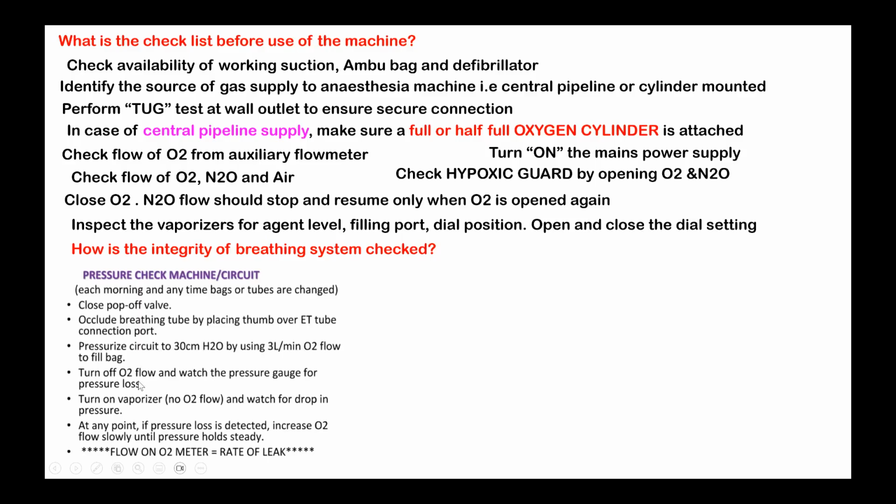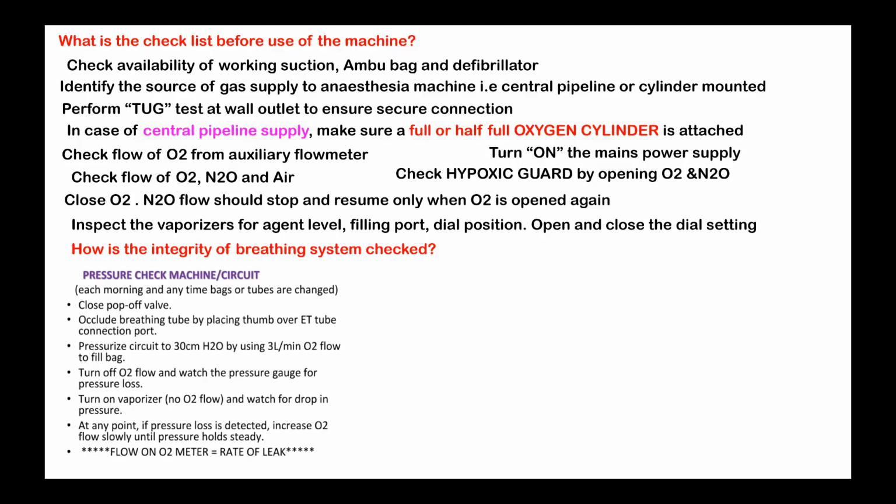Because you have a pressure gauge there to tell you whether there is any leak or not. Then turn on the vaporizer with no oxygen flow and watch whether there is again a pressure drop. So at any point, if the pressure loss is detected, increase oxygen flow slowly until the pressure holds steady. So the amount of oxygen that is required to keep the pressure gauge at 30 centimeters, that is the rate of leak. So you can check the integrity of the circuit as well as the vaporizer by doing this test.